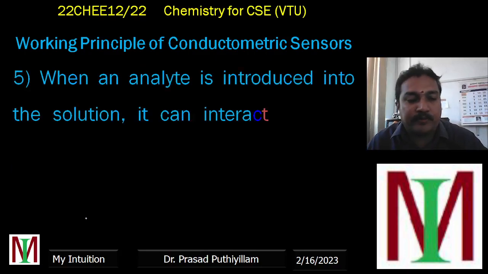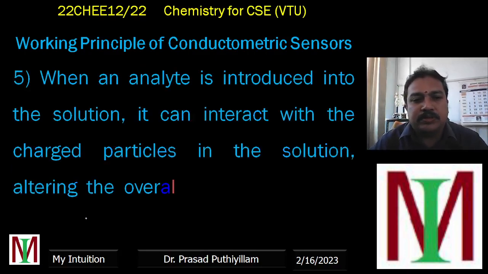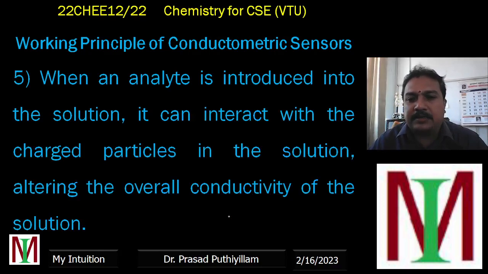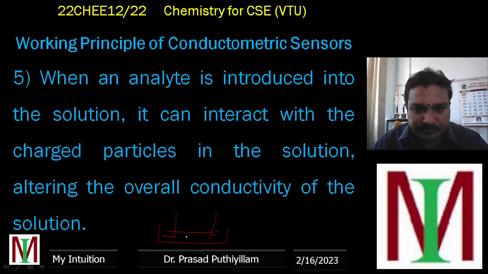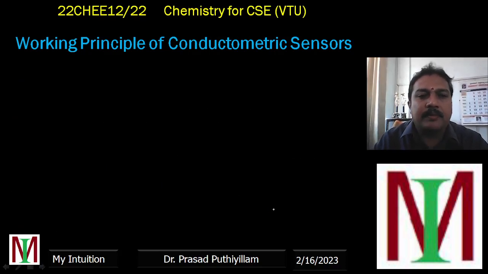Okay, so that is about point 4. When an analyte is introduced into the solution, it can interact with the charged particles in the solution, altering the overall conductivity of the solution. That means, as I already drew in the previous one, when we introduce the analyte to the electrodes of the sensor, the altered overall conductivity of the solution can be measured.